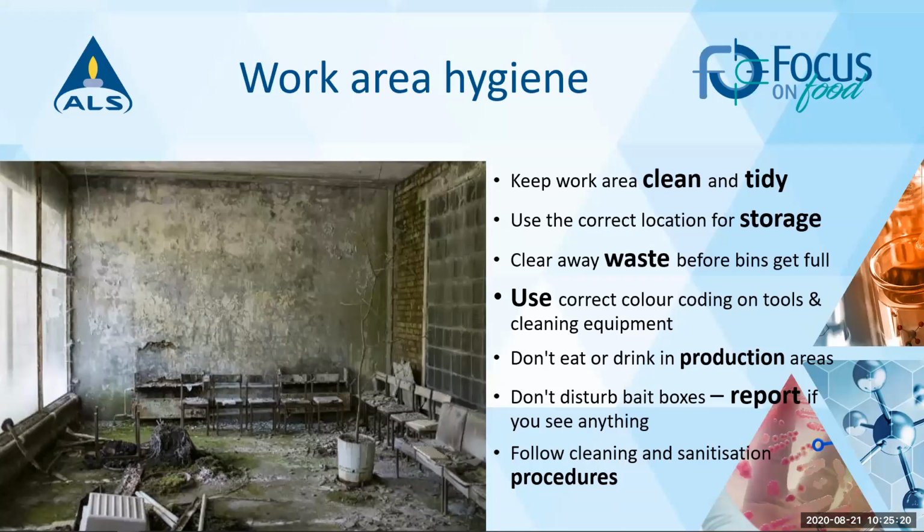Okay, so in terms of work area hygiene, obviously this is an important aspect of food hygiene, and just a few simple notes to remember: just keeping your work area clean and tidy. Always use the correct locations for storage so that you don't have any cross-contamination. Waste needs to be cleared away before the bins get full. The last thing you want is overspilling bins. If you're using color coding, always ensure that the right colors are put back in the right place. No eating or drinking in production areas. In terms of bait boxes, don't disturb them. Report if you see anything around them. That's all fairly straightforward stuff.